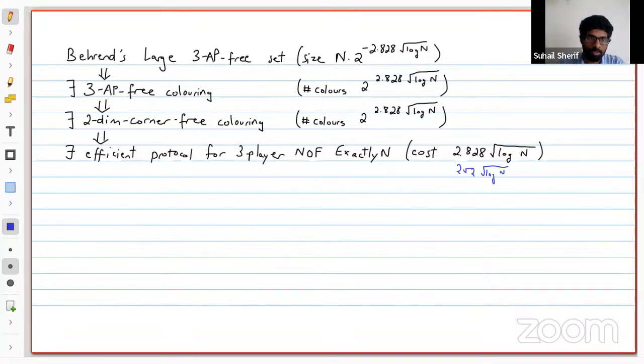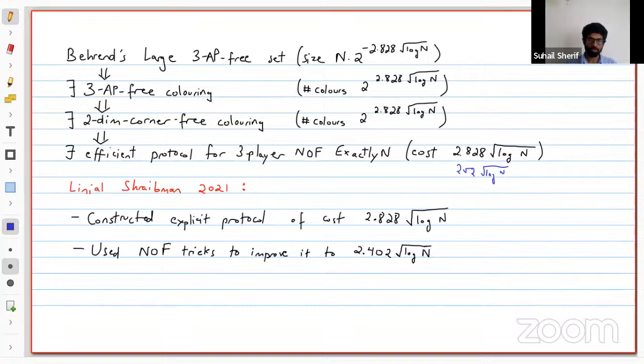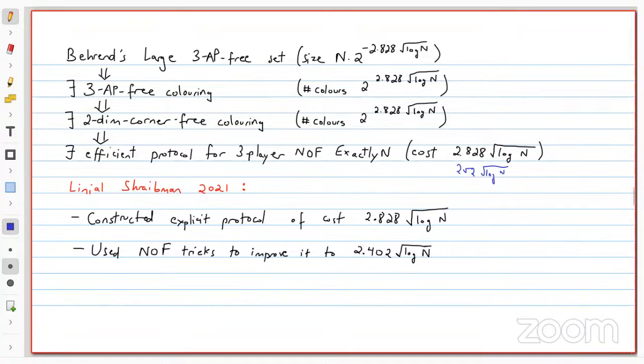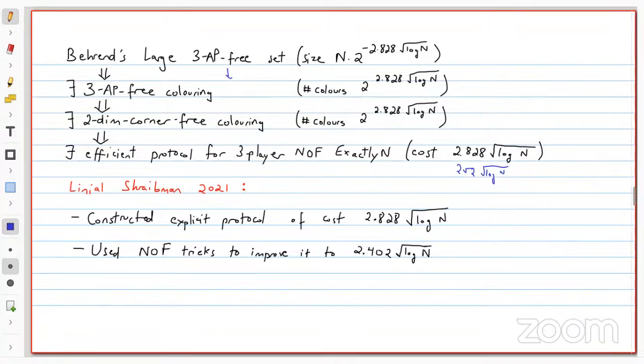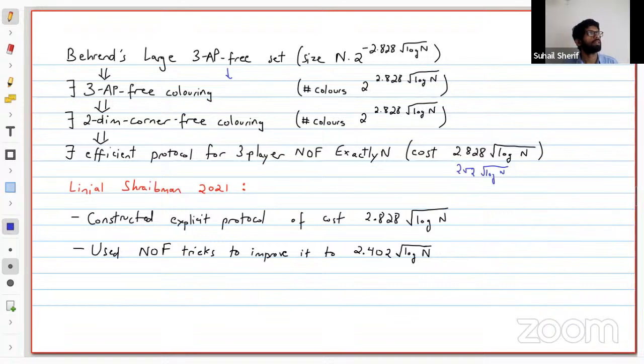Now, all of this is existential. And 2 years ago, Lanial and Schreibman released a paper in which they constructed an explicit protocol for this three-player number on forehead exactly n problem, which had the same cost as this implied protocol. This is existential because there was a probabilistic method to go from set size to coloring. That's the only reason it's existential.